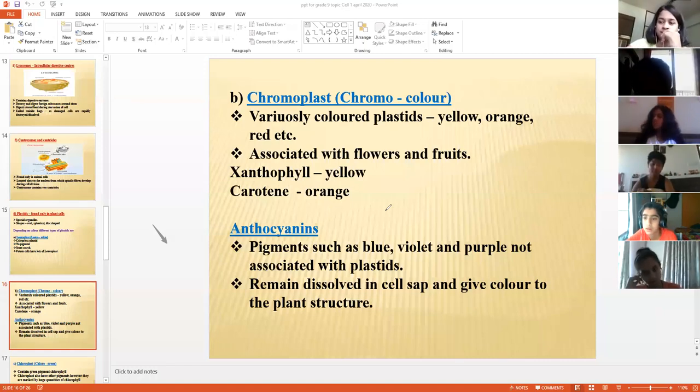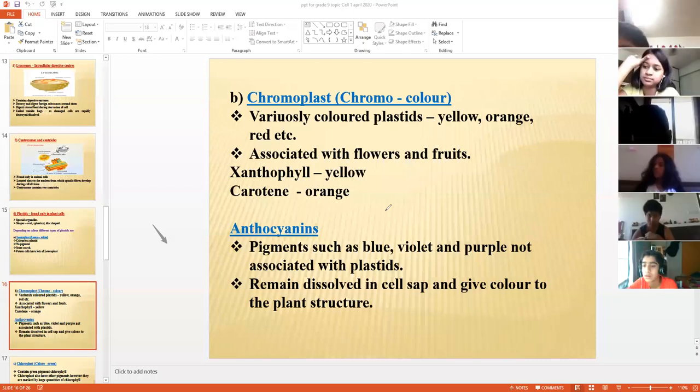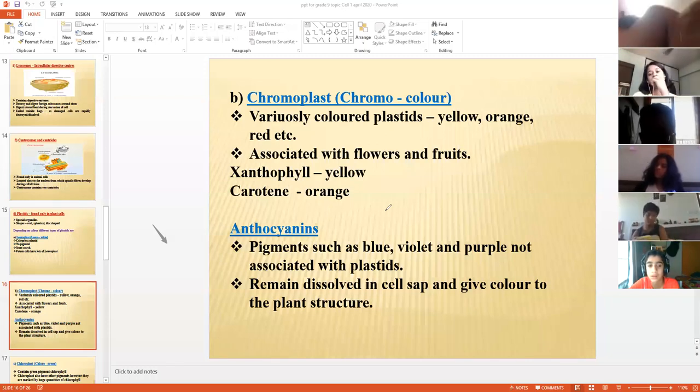Carotene. Okay. Now, there is something which is called anthocyanins. These pigments are blue, violet, and purple. However, they are not associated with plant stems. They remain dissolved in the cell sap and give color to the plant structure. Now, what does cell sap mean? I'll tell you later. Okay?